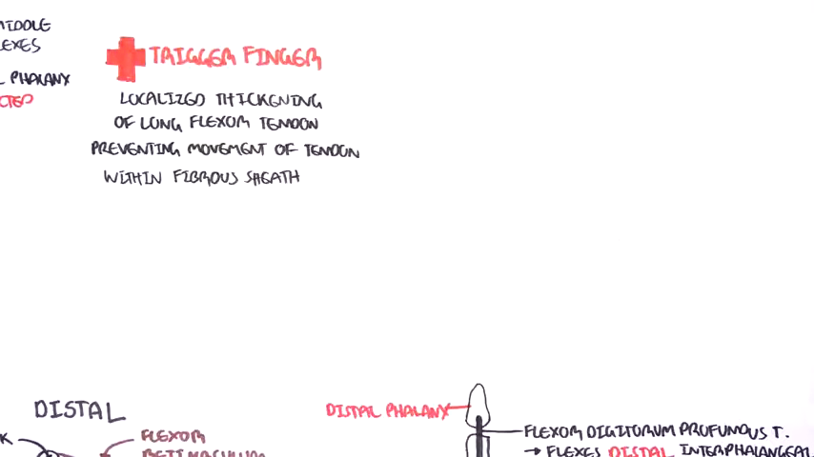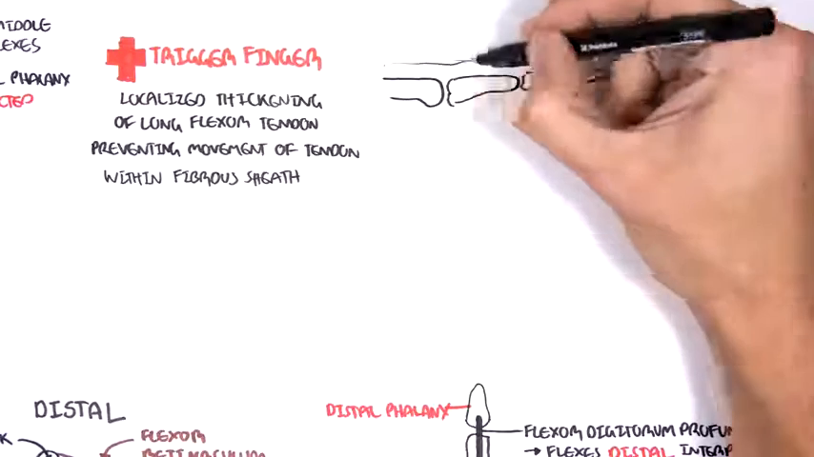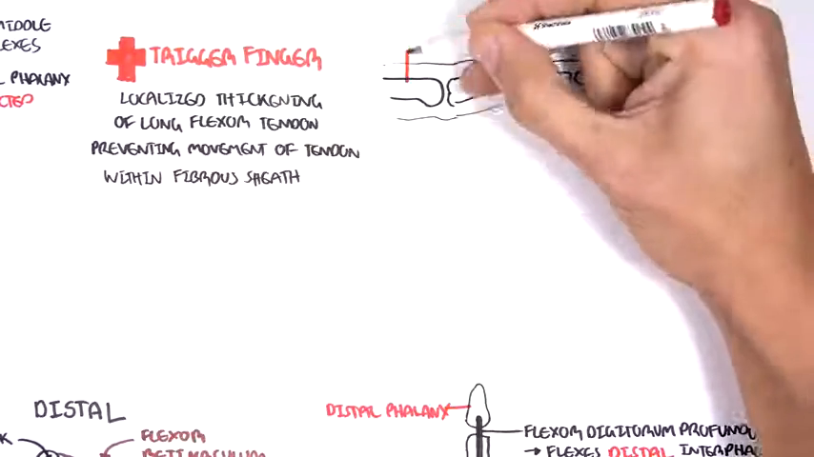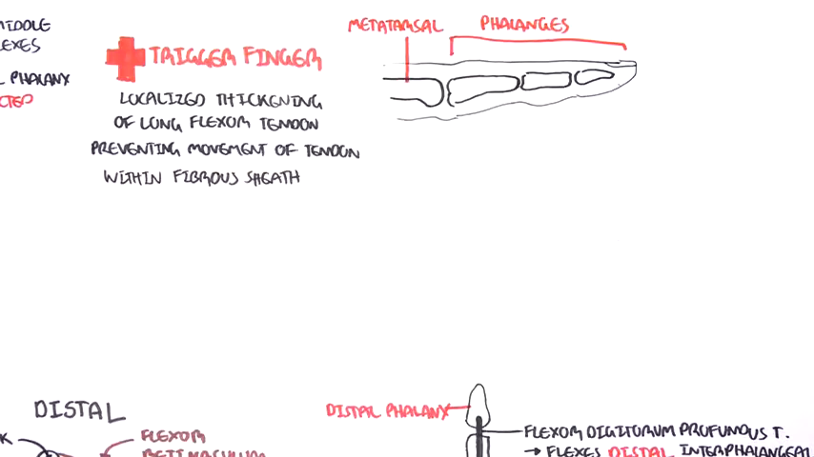So let's just draw it out. Here is a finger, like your index finger. Here are your phalanges, and proximally is your metacarpal bones. Sorry, I know I wrote metatarsal. Tarsals are in your foot. This is meant to be metacarpal.